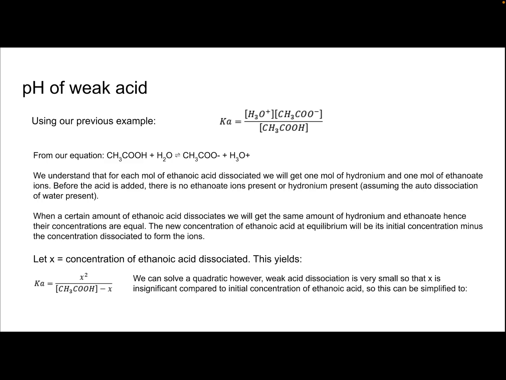So if we consider that as negligible, we can say that Ka is equal to X squared over the initial concentration of the ethanoic acid, and therefore, if we solve for X, we can say that X is the square root of the ethanoic acid concentration multiplied by the Ka value. So that is the formula we'll be using to calculate the hydronium ion concentration of a weak acid, because we know that X is also equal to the concentration of hydronium in the solution. So by using this formula, we can find the concentration of hydronium in the solution.